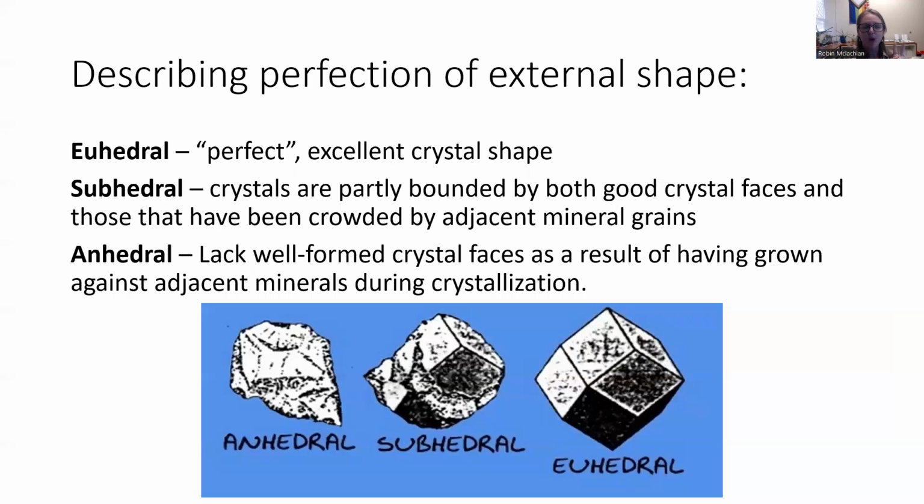So if the crystal is perfect, we call that euhedral. If it's nowhere near having its natural crystal shape, we call that anhedral. And if it's kind of in the middle, right, we call that subhedral. So euhedral, subhedral, and anhedral to describe the crystal shape.